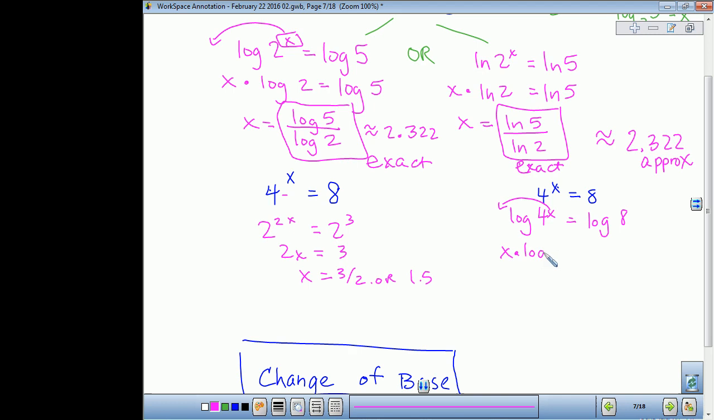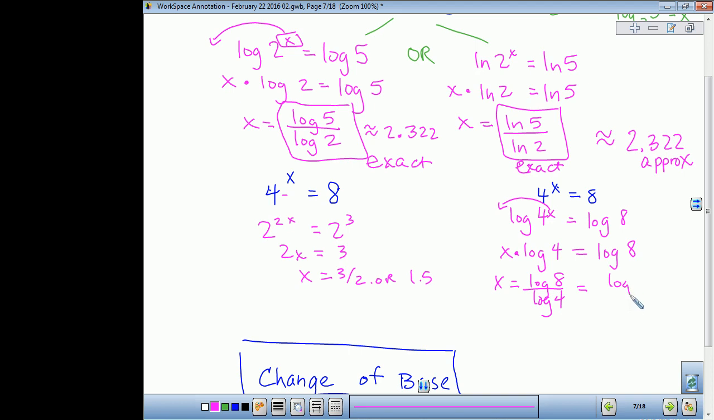I'm going to show you something. You're going to like it. If we punch in log of 8 divided by log of 4, do we get 1.5? Let me show you why.